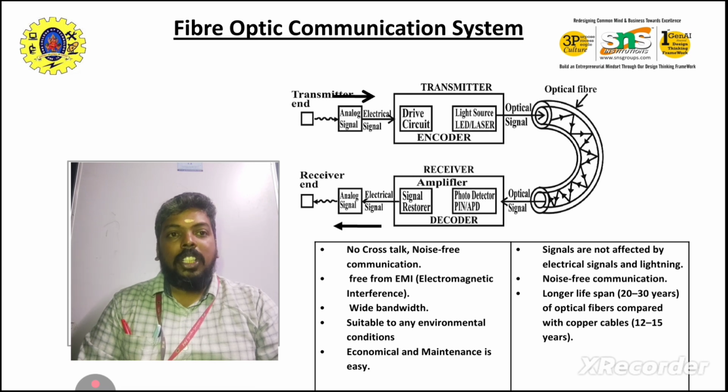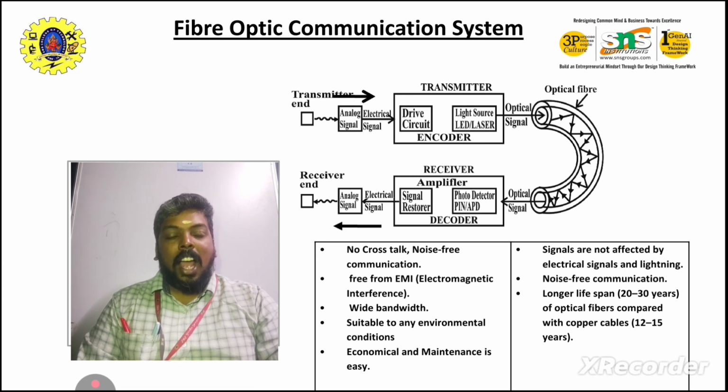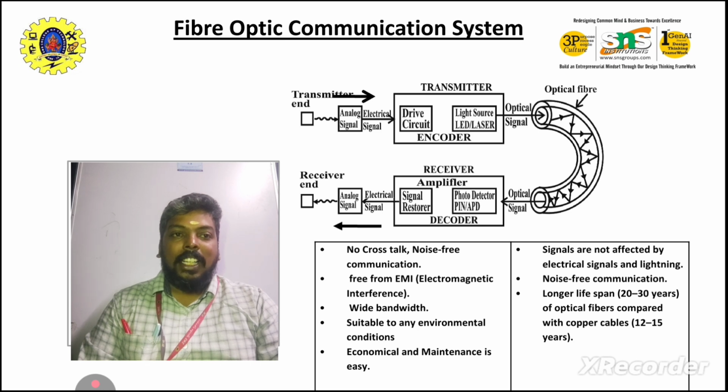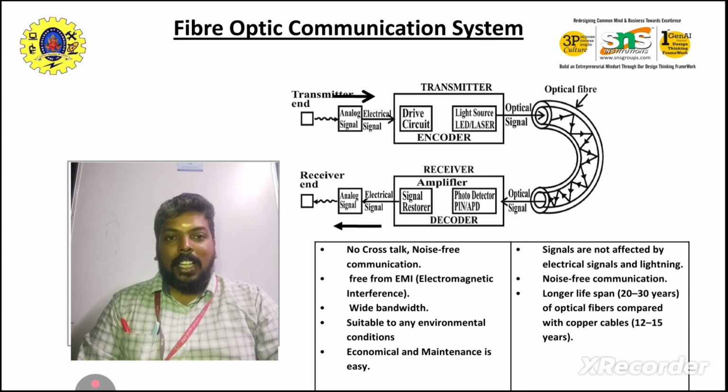Then the electric signals are converted into light signals. The transmitter has an encoder, incorporated with driver circuits and LED lasers, which transmit the signals as pulses of 1s and 0s. When the light is on, it is called 1, and when the light is off, it is called 0. So the digital signals are converted into optical signals, and likewise the signals are transmitted through the optical fiber.